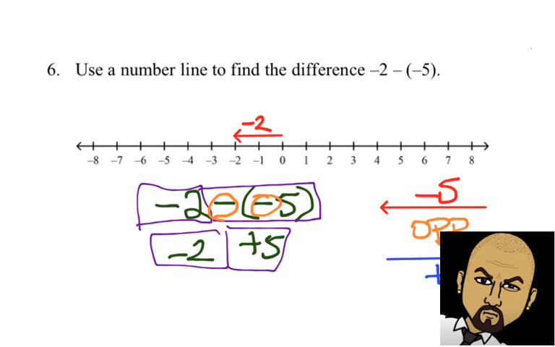And so that means we're going to go to the right. When you add, you go to the right. So you're going to go to the right 5 places from where we're at, negative 2. And that's going to leave us at positive 3. So negative 2 minus negative 5 is the same thing as negative 2 plus 5, because you're doing the opposite of subtracting 5, which is adding 5. And that leaves us at positive 3.